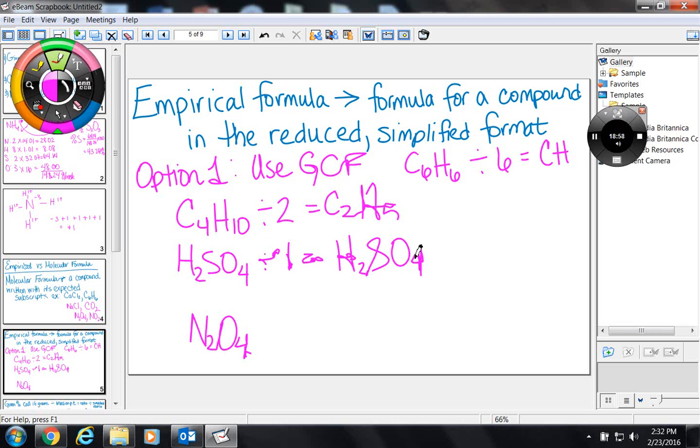What about N2O4? I can divide by 2, right? Because the subscript on that S is a 1. All I have is 2, 1, and 4. The greatest common factor between 2, 1, and 4 is 1. So, that's option 1. That one seem okay? Yes. We okay here?